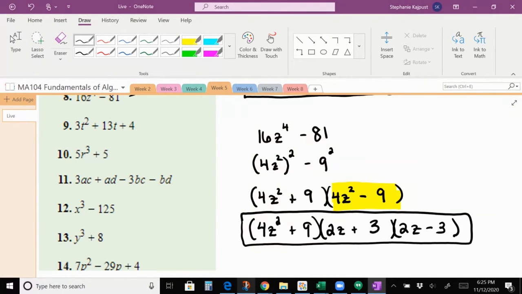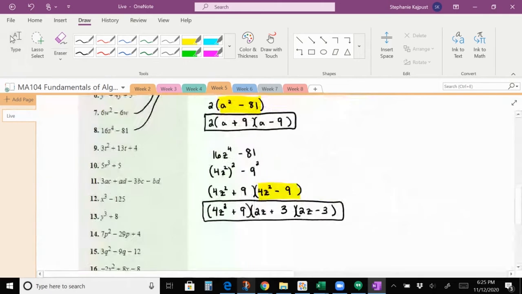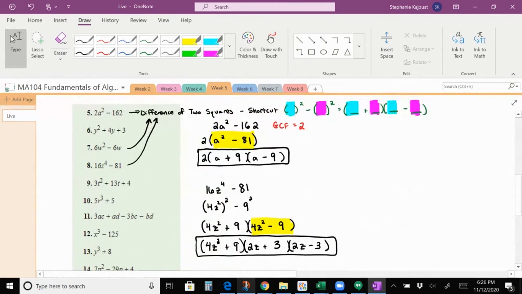If we had been looking at this, wait, why did we put, oh, I see, we put the initial one first, which is the 4z squared plus 9, and then we broke it down to 2z minus and plus 3.